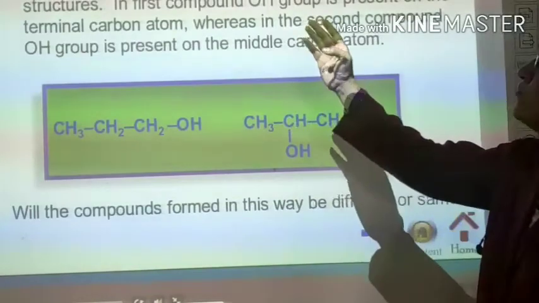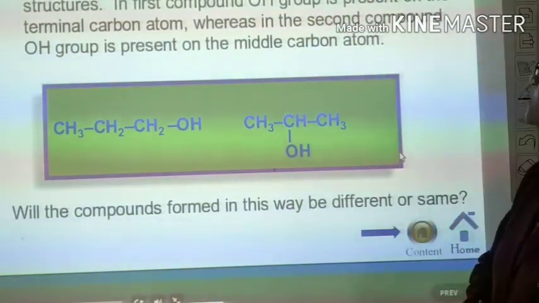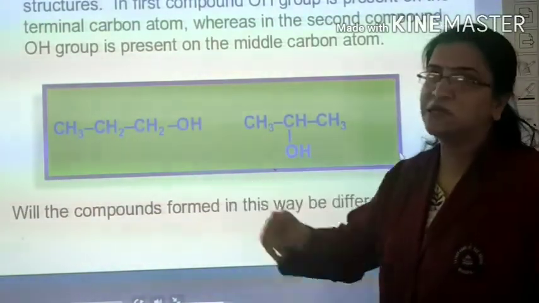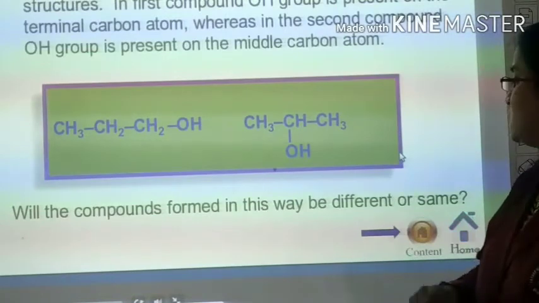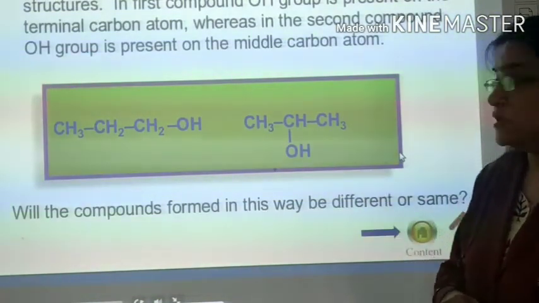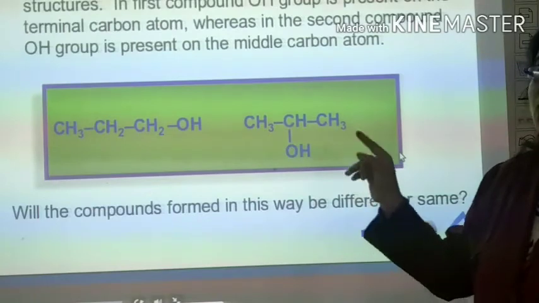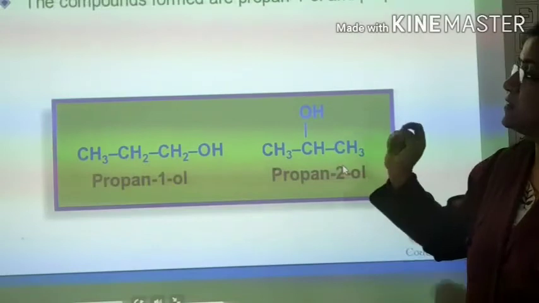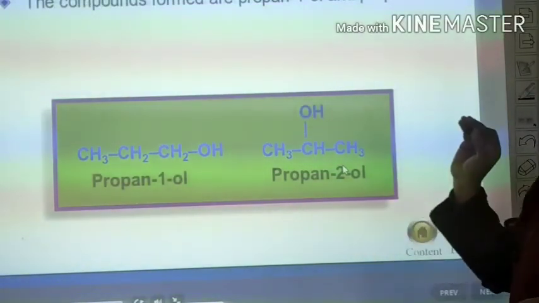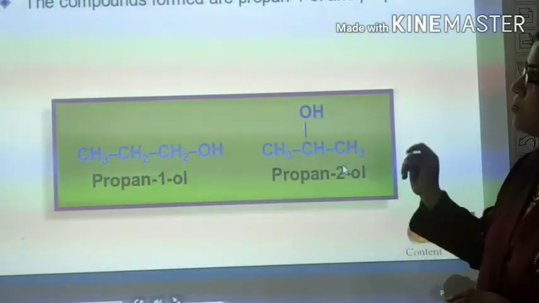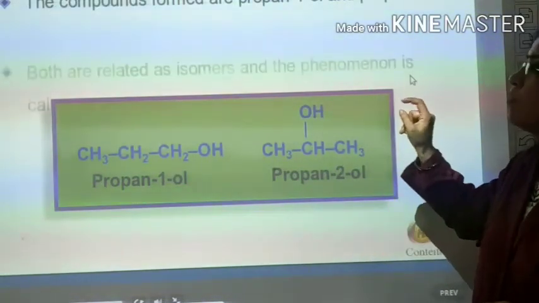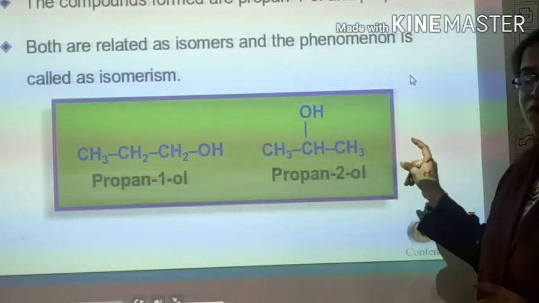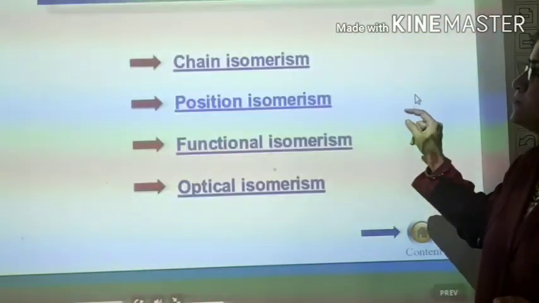So here, the molecular formula of the alcohol is C3H8O. It is represented in two different ways. In the first way, OH is attached with the first carbon. In the second, it is attached with the second carbon. Now the question is, will the compound formed in this way be different or the same? The answer is the compound will be different because one is propan-1-ol and the other one is propan-2-ol. But both are related as isomers. And the phenomenon is called isomerism.